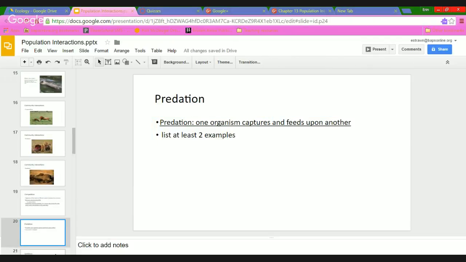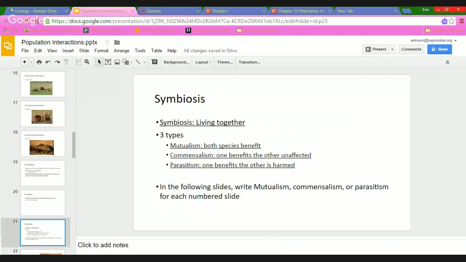Predation, again, I would like you to please define this in your own words. Do not copy mine. Predation is when one organism captures and feeds upon another. You do not need to list the examples. Symbiosis literally means living together. And what it is, is a close, often long-lasting relationship between organisms.